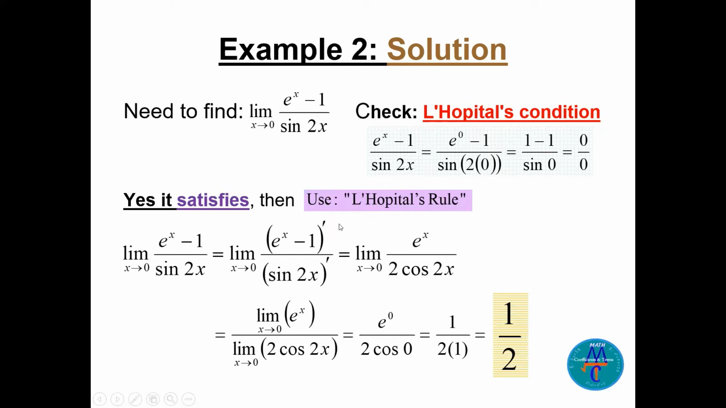The derivative of the numerator divided by the derivative of the denominator: this will be only e to the power x over 2 cosine of 2x. Just review the derivative rules. Now we have e to the power 0 over 2 cosine of 0. e to the power 0 is 1, 2 is there, cosine of 0 is 1. So the limit here will be one half, the answer of question number 2.